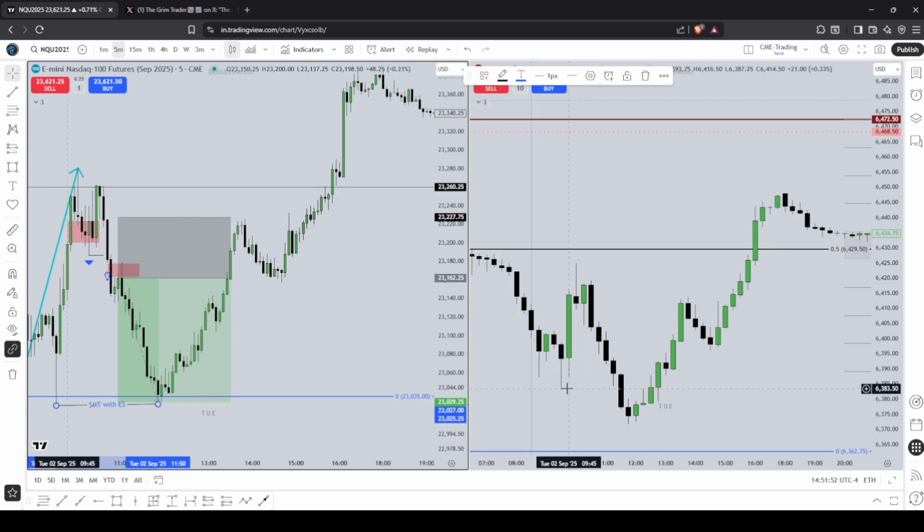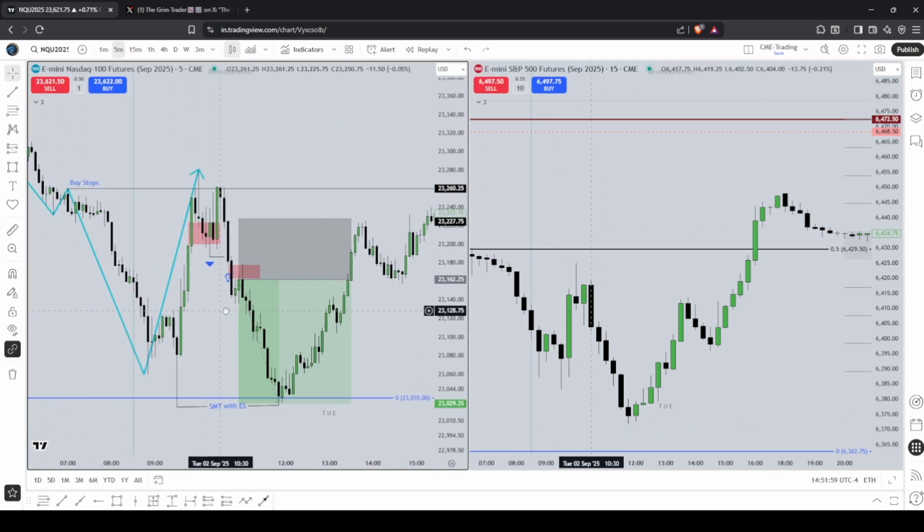This is S&P with ES. ES made a lower low, but NQ didn't. ES is the S&P 500. NASDAQ is, well, the NASDAQ. NQ is NASDAQ.